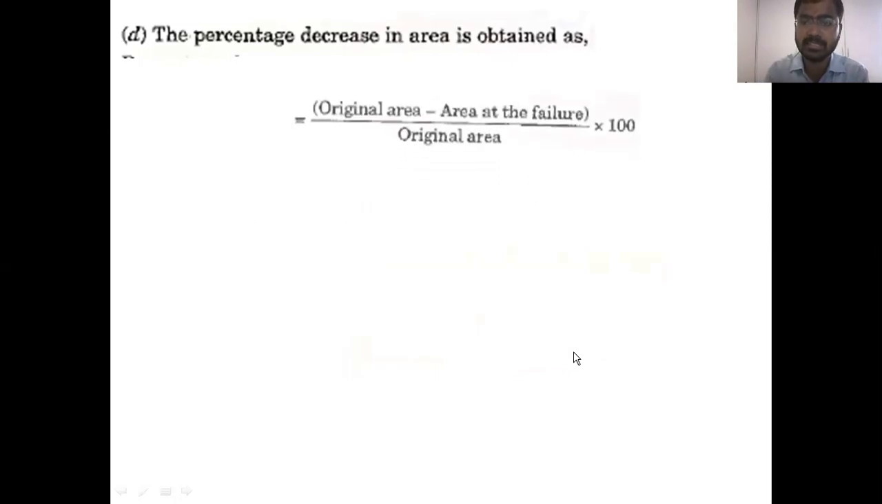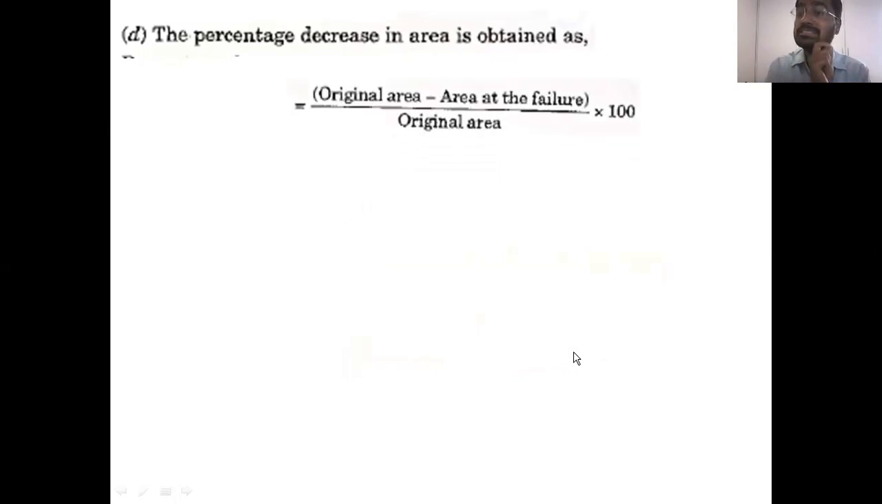Now the last step: the percentage decrease in the area. How can we find the percentage decrease? Here we have original area minus final area by original area into 100. The original dimension we have is 3 centimeter. But at the failure, it is given as 2.25 centimeter. Yes, that was the final area we have.